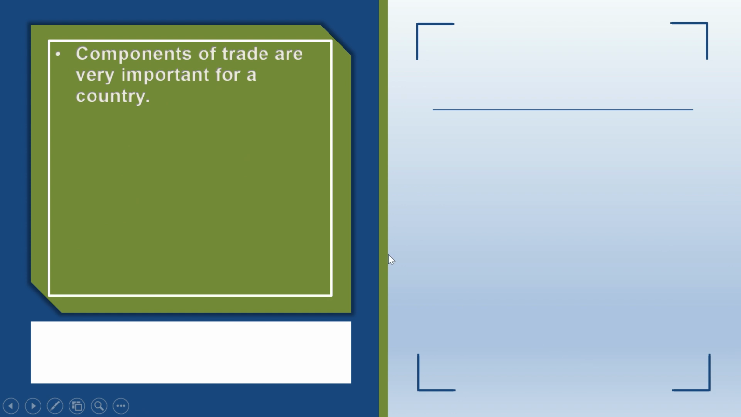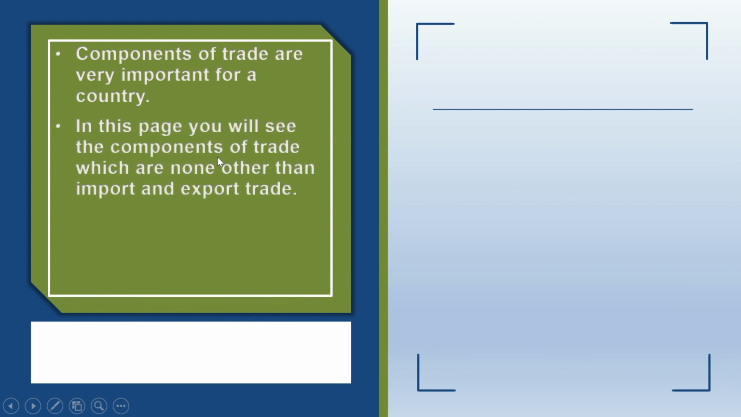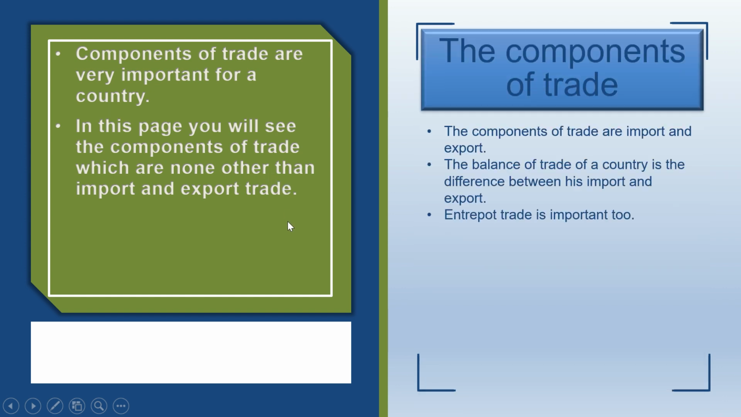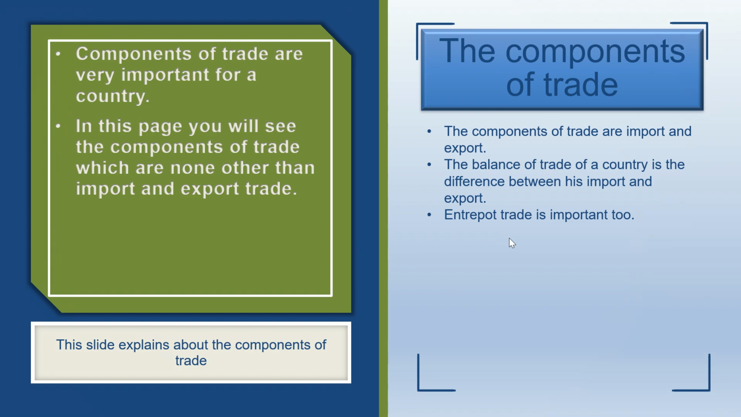Components of trade are very important for a country. On this page, you will see the components of trade, which are none other than import and export trade. The balance of trade in a country is the difference between its import and export. Entry port trade is important too. The slide explains the components of trade.